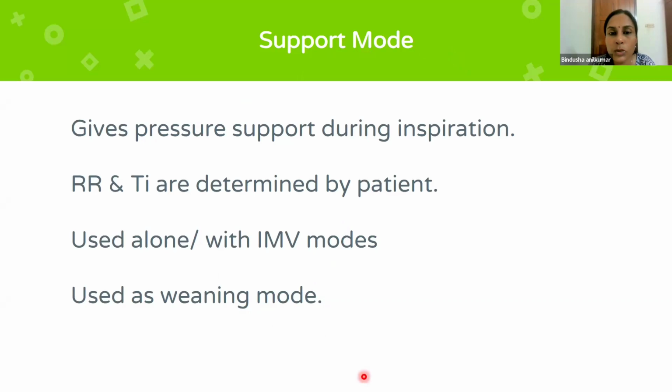And also you need to know that you need to provide a minimum pressure support to overcome the resistance which is there due to the ET tube. When you are putting in an ET tube, you are increasing the airway resistance. To overcome that, you need to have a minimum pressure support. And also it's always better that you don't keep small babies for a longer time on pressure support. Sometimes they may tire.